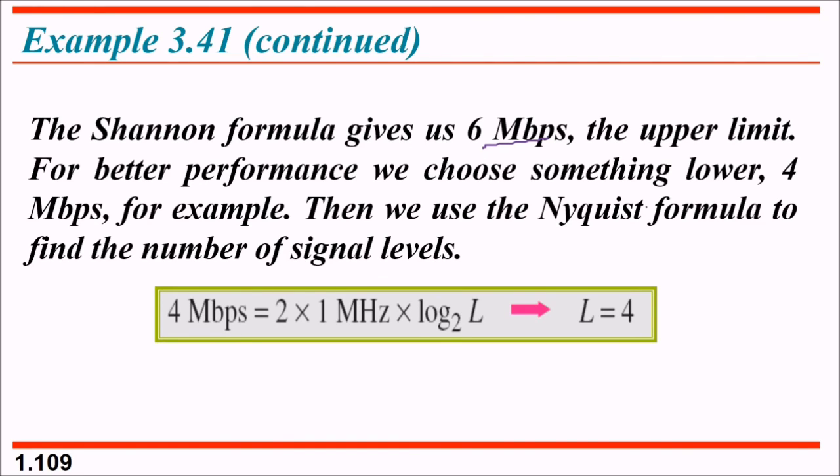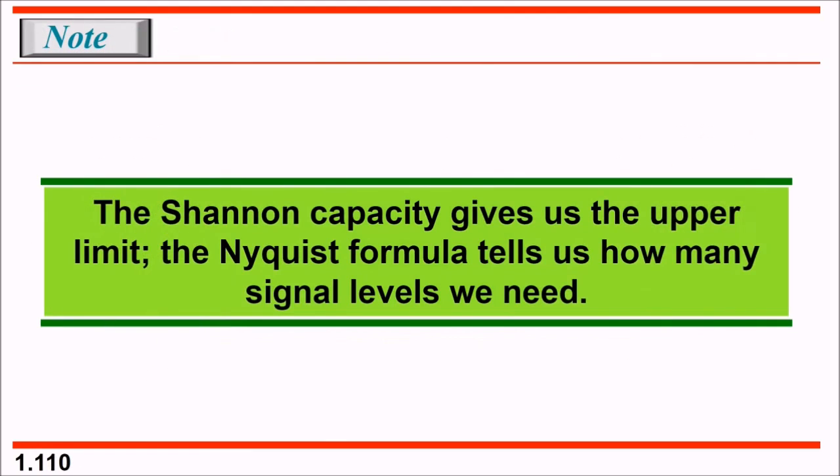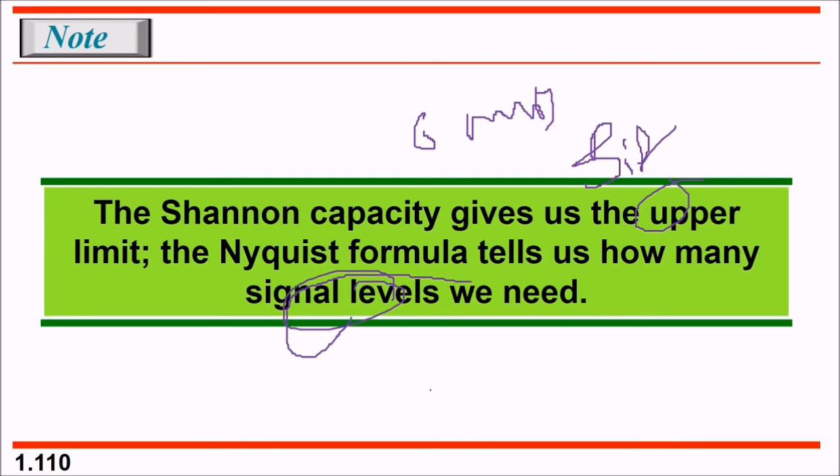The Shannon formula gives us this 6 Mbps as the upper limit. So for better performance, we choose something lower, say 4 Mbps for example. Now we can use the Nyquist formula to find the number of signal levels. You know that 4 Mbps is the bit rate, which equals 2 into B log base 2 of L. B is 1 megahertz, as we saw for the bandwidth, and L can be computed like 4. So the Shannon capacity gives us the upper limit of the bit rate, that is 6 Mbps, and the Nyquist formula tells us how many signal levels we need.